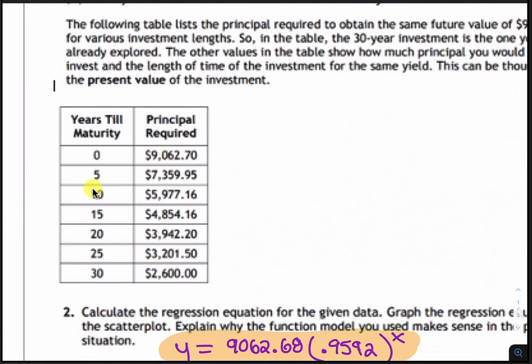Well, let's say that we were 10 years away from retirement. We would have to put in $5,977.16 in order to have $9,062 at retirement, and so on. So the further you get away from retirement, going 10 years away, 15 years away, 20 years away, the amount that you actually need to put in decreases because you have more time to save. And so as you see, when we drop down to the 30 years, that means you're 30 years away from retirement, you would need to put in only $2,600.